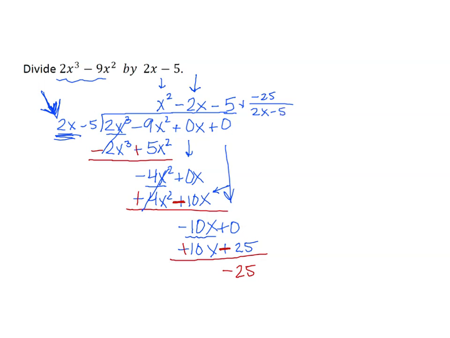Now you know that adding a negative is the same as subtracting. So if you want to write this in a different way, you could write x squared minus 2x minus 5 minus 25 over 2x minus 5. These both mean the same thing. You're just simplifying a little bit because adding a negative is the same as subtracting. You're just replacing the two signs with one. But either answer is acceptable.